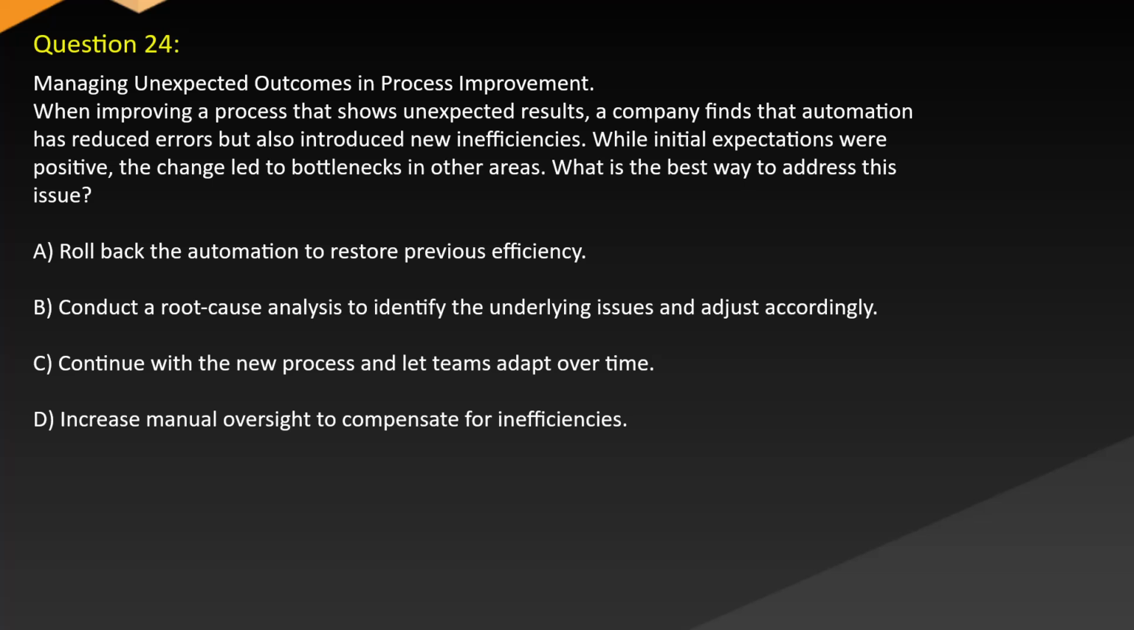A. Roll back the automation to restore previous efficiency. B. Conduct a root cause analysis to identify the underlying issues and adjust accordingly. C. Continue with the new process and let teams adapt over time. D. Increase manual oversight to compensate for inefficiencies.